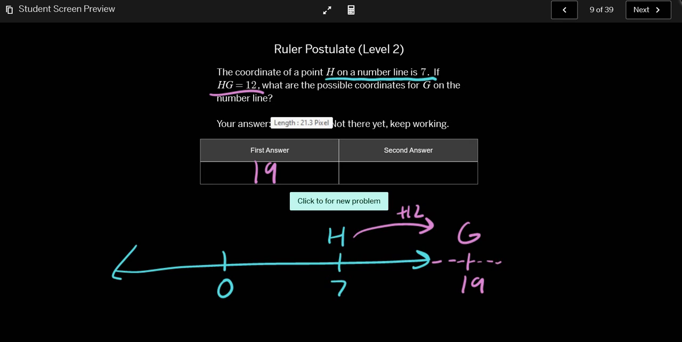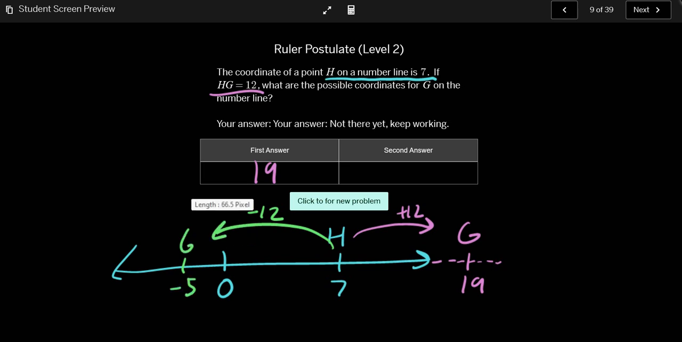But we could also go in the other direction as well. And if we do that, if we go back 12, then G could also be sitting over here at 7 minus 12, which would be negative 5. And there's where the other possible answer is. So you start at H, you start at the number that's being given to you, and then you go the distance that you're being told to go in both directions.